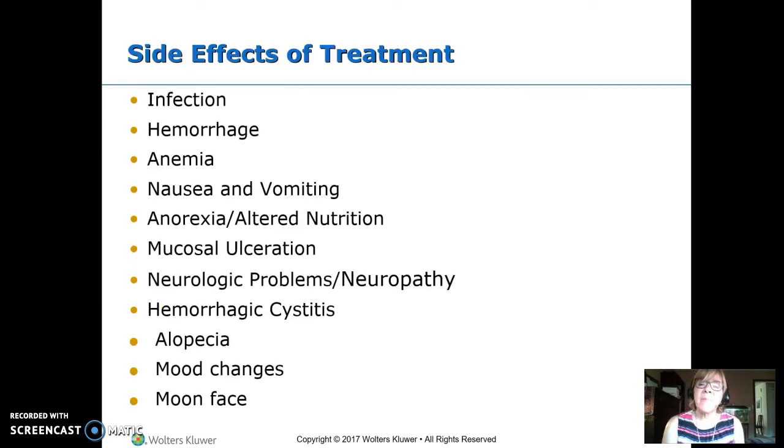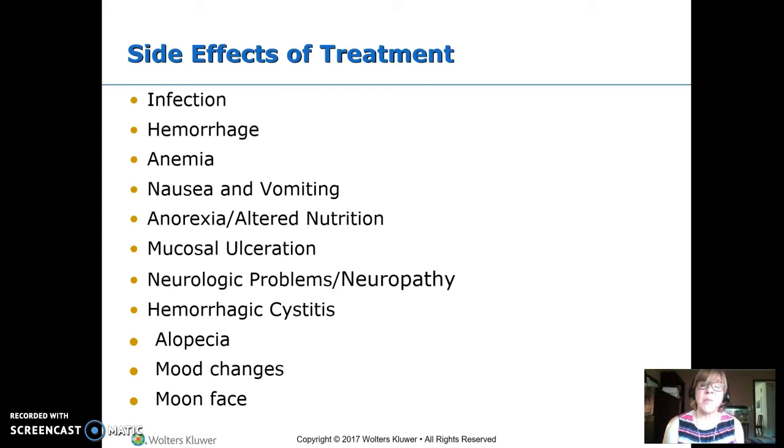So side effects we get from treating cancer with chemotherapy: we destroy their immune system, so they're at risk for infection. They're at risk for hemorrhage because they may not have enough platelets. They're at risk for anemia because we've destroyed the bone marrow. It's not making enough, which is why we end up giving them lots of blood products. Nausea and vomiting, right? It does that GI damage. Anorexia and altered nutrition. They just feel crummy. Mucosal ulcerations, they get horrible sores in their mouth sometimes.